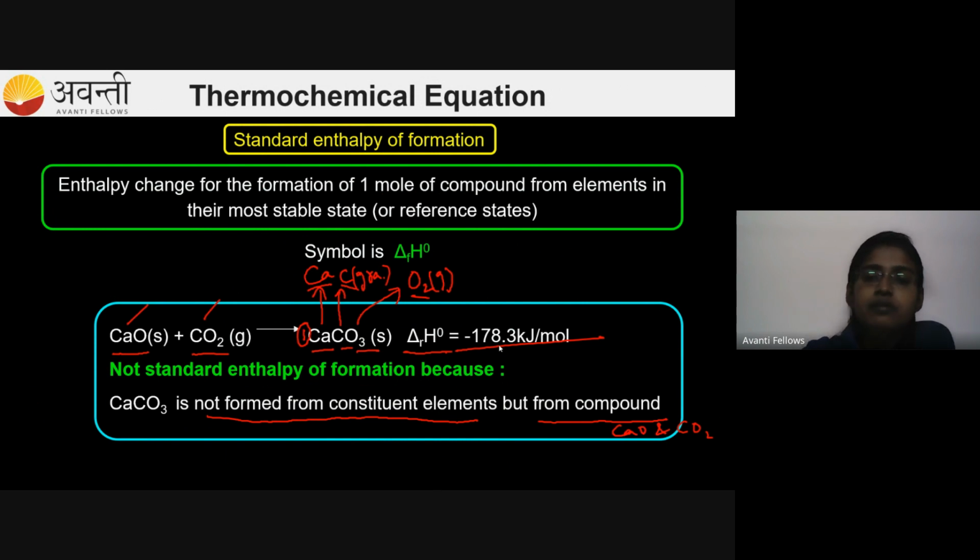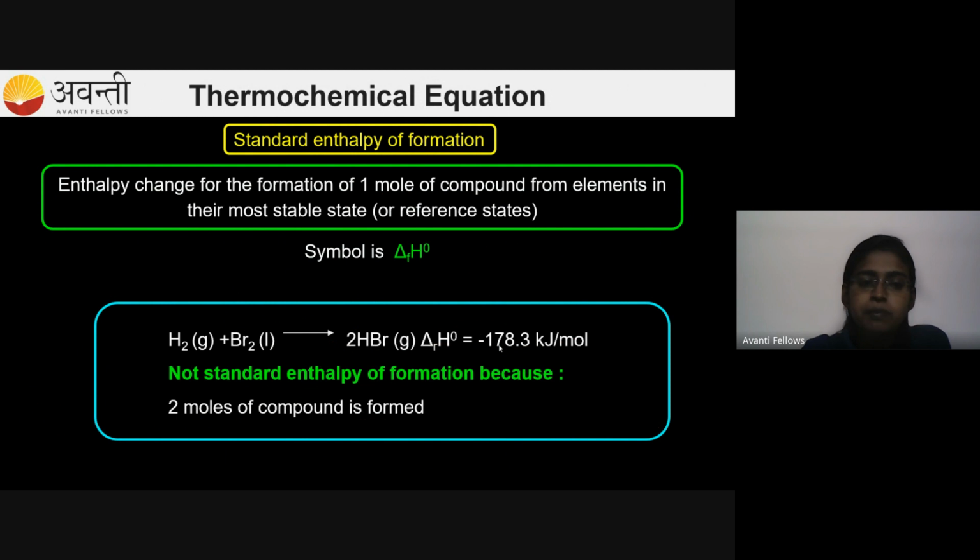Yes, good. So coming to the next example, here you see H2 is reacting with Br2 to give 2 moles of HBr. Here you see 2 moles of HBr is formed. So what is the standard form of hydrogen? H2, and for Br, Br2 in liquid form, and hydrogen in gaseous form. These are the constituent elements of the given thing.